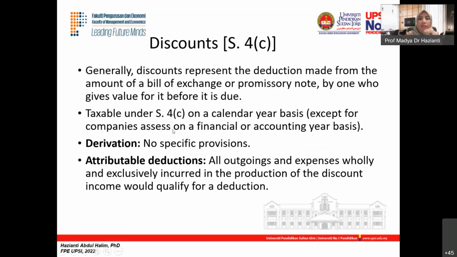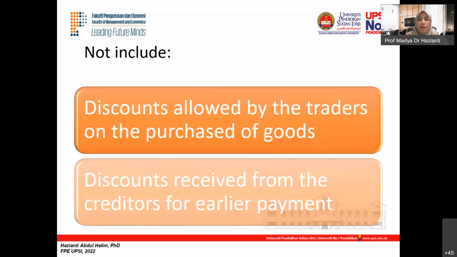Discount, okay, discount, any amount of bill of exchange, deduction pun sama jugalah. So the deduction, whatever expenses yang berkaitan dengan that income, qualify for deduction. Okay, ini tak termasuk discount yang untuk traders. Discount untuk debtors and also creditors tak termasuk. Ini discount lain.